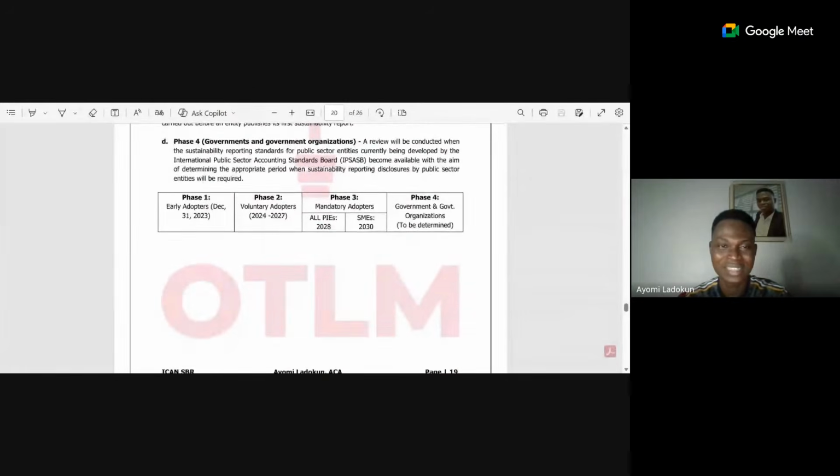Let me show you. Yes, I have it here. Can you see? That's phase 4. So you can see it on the table. So you see phase 1, early adopters. Please note this, they can ask you, I don't know, right? Phase 2, voluntary adopters, 2024 to 2027. Then phase 3 is the mandatory. So if your company is a PIE, I told you earlier, even if PIE did not say listed though, okay, if you are listed, you're automatically a PIE, right? Or if you are a limited liability company and your revenue is, just go and check the FRC Act of 2023. Okay, it has expanded the scope of PIEs.